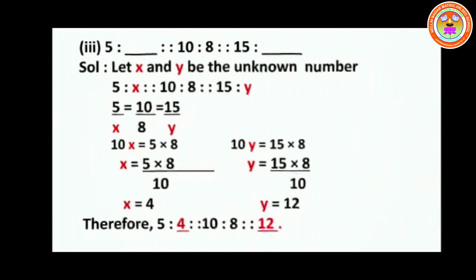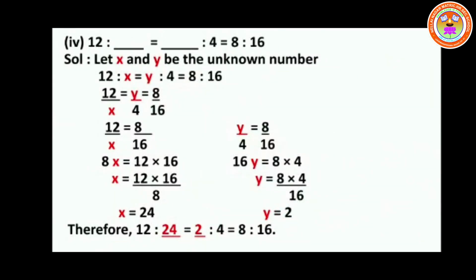Okay. Now let us move on to subdivision 4. 12 is to dash equal to dash is to 4 is to 8 is to 16. Now same thing, you want to find the two things. So let x and y be the unknown numbers. Solution part. So you can write 12 is to x equal to y is to 4 equal to 8 is to 16. Now you can write this as a fraction. So 12 by x is equal to y by 4 is equal to 8 by 16.